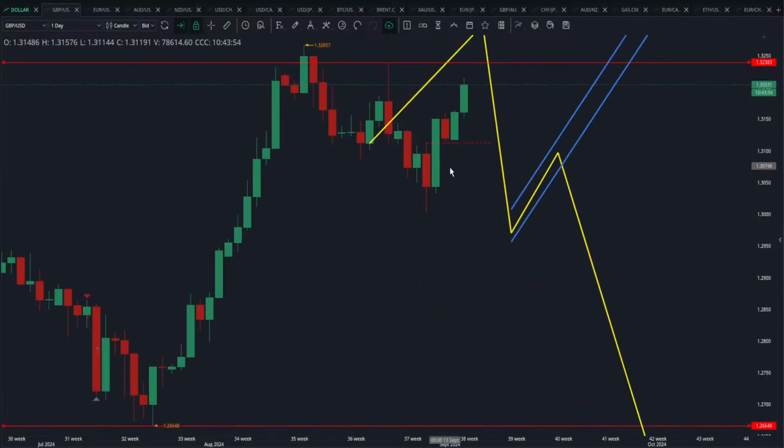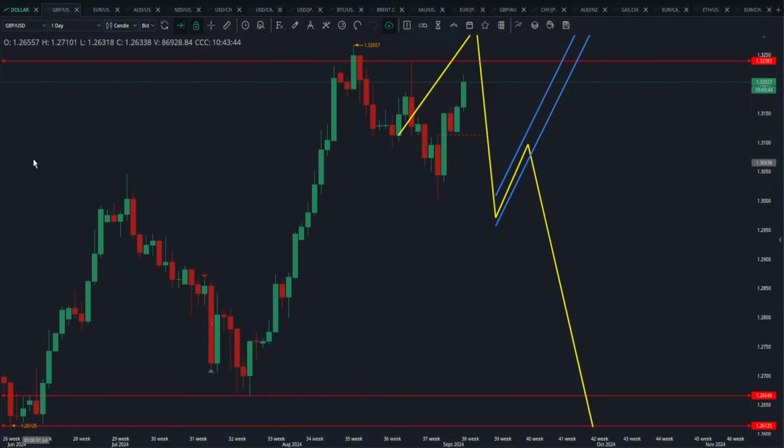But if you ask me where the support and resistance levels are, guys, when it was falling, 1.3238 is the resistance and the support is not here. Support is 1.26.